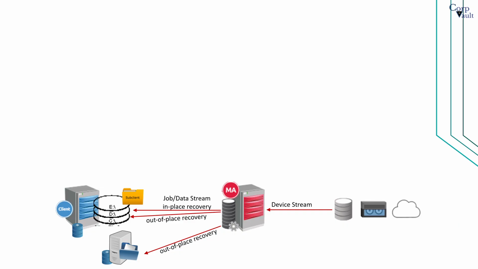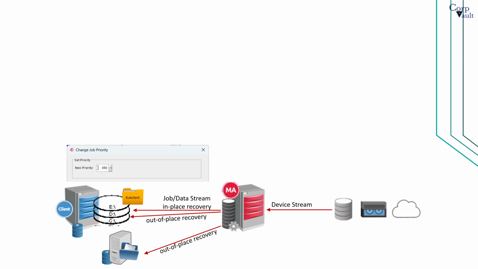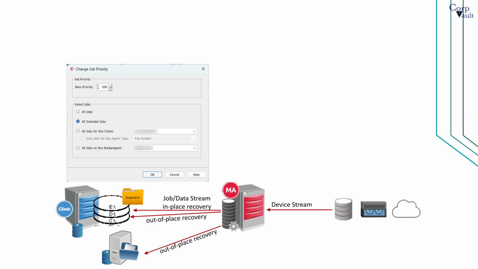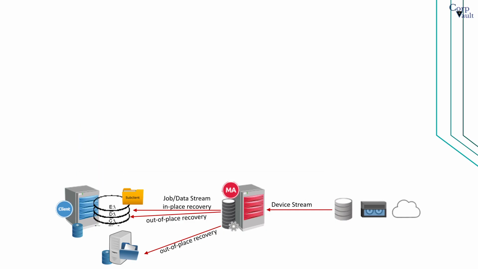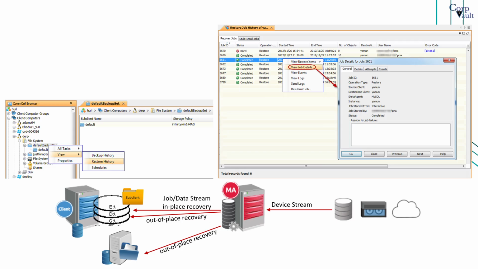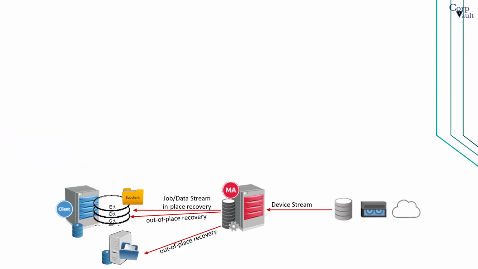Let's discuss scheduling and managing restores. You can start the restore job right away, or schedule it to run at a specific time. You can assign a priority to your restore job, if multiple jobs are running. From Job Controller, you can track the progress and status of your restore jobs. After a restore, you can review logs and reports to see what was restored, if any errors occurred, and the overall status. We will end this video here.